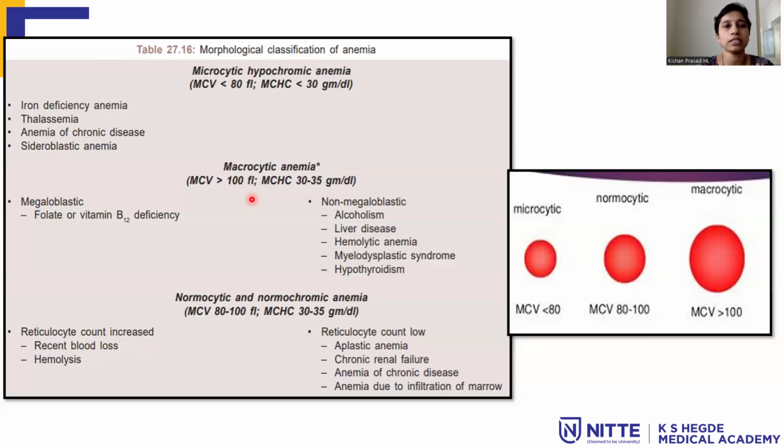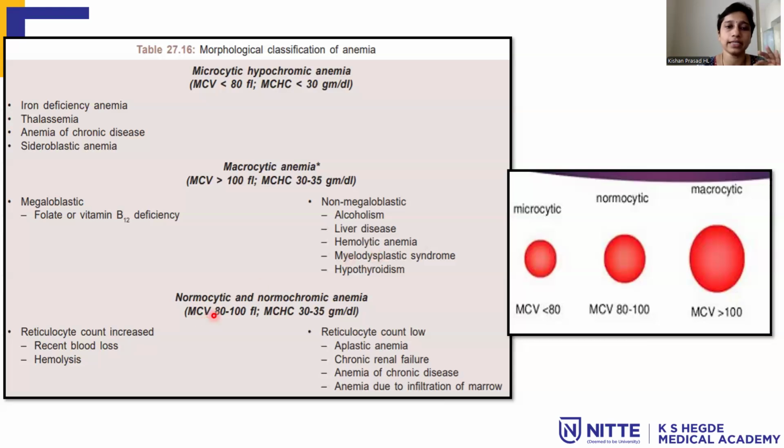So causes for megaloblastic anemia is deficiency of vitamin B12 or folic acid, which are vitamins required for synthesis of the RBC in the bone marrow. Non-megaloblastic means that will be telling in the next section. So the causes for non-megaloblastic anemia are either hypothyroidism, alcoholism, chronic liver disease, or myelodysplastic syndrome.